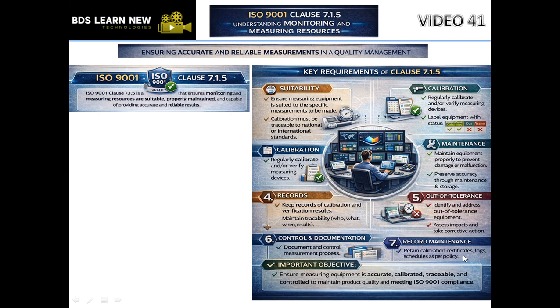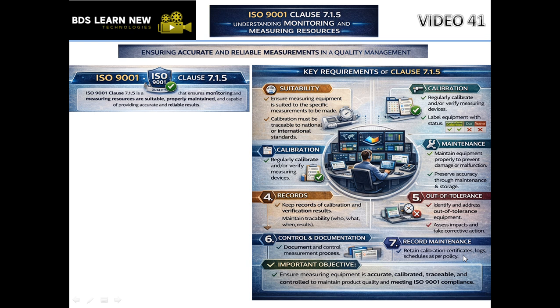First of all, suitability. Ensure measuring equipment is suited to the specific measurements to be made. Calibration must be traceable to national or international standards. Then calibration. Regularly calibrate and or verify measuring devices. Label equipment with status like OK, due date or not OK. Then maintenance. Maintain equipment properly to prevent damage or malfunction. Preserve accuracy through maintenance and storage.